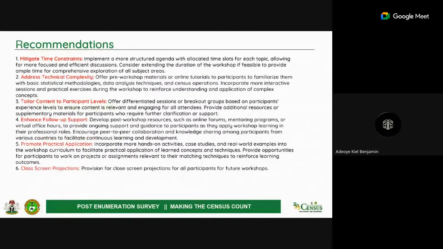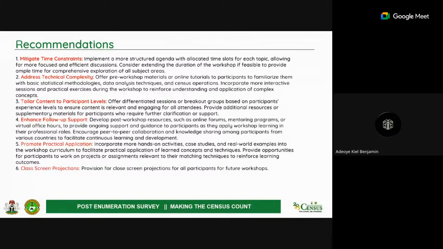Set a time slot for each topic, allowing for more focused and efficient discussions. Consider extending the duration of the workshop if possible to provide ample time for comprehensive exploration of all subject areas. Then, addressing technical complexities, offer pre-workshop materials or online tutorials for participants to familiarize themselves with basic statistical methodologies, analysis techniques, and census operations. Incorporate more interactive sessions and practical exercises during the workshop to reinforce understanding and application of complex concepts.